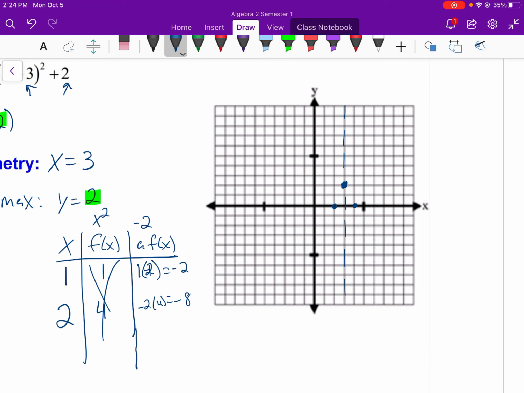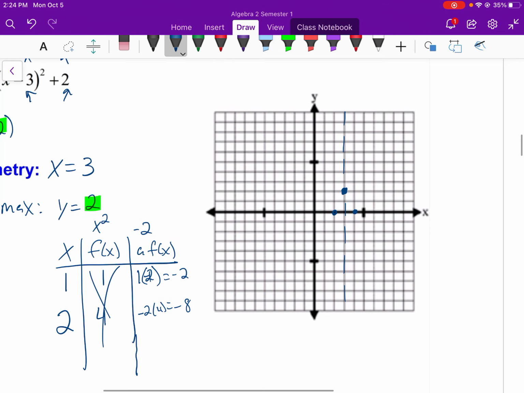So instead of going right 1 down 2, we can go left 1 down 2. Okay, so the next point, right 2 down 8. Okay, so we're 2 away from the axis of symmetry, so we're going 2 away on the other side. There is our parabola.